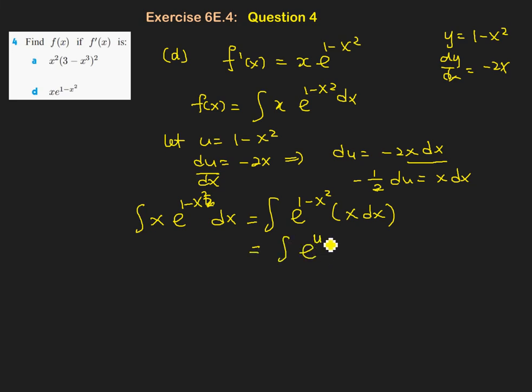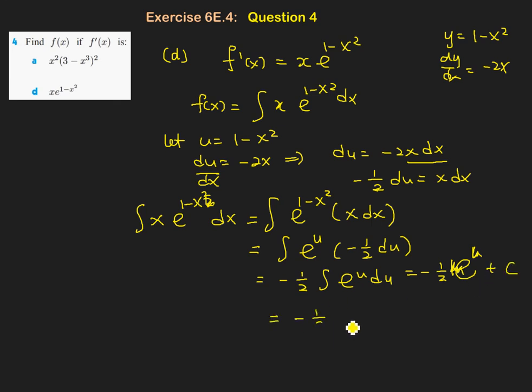Remember that u is 1 minus x squared, and this becomes negative half du. Really cute little thing. And negative half is just a constant. I can put it in front and just focus on the integration, and voila, I will have negative half e to the u plus c. And of course u was 1 minus x squared to begin with, so there you have it.